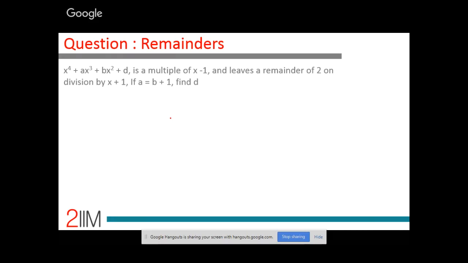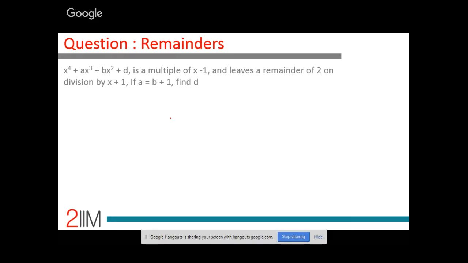Once again, a very standard template: x power 4 plus a x cube plus b x square plus d. It is a multiple of x minus 1 and leaves a remainder of 2 on division by x plus 1. If a equals b plus 1, find d. What idea are we using here? Polynomial remainder theorem. When p of x is divided by x minus a, the remainder is p of a.